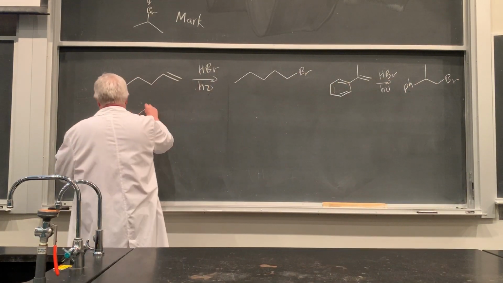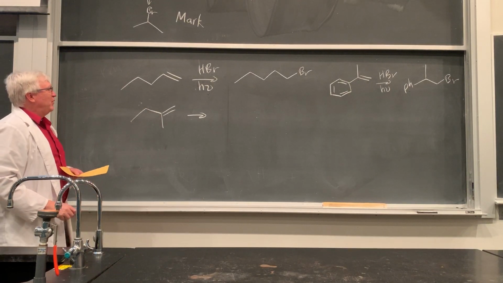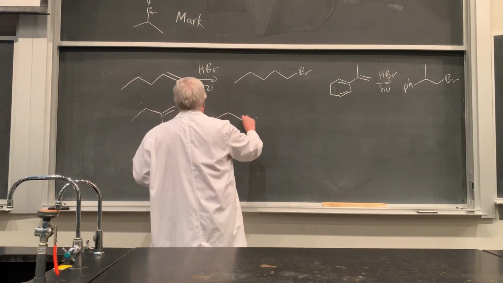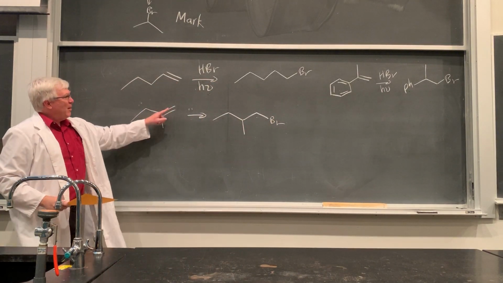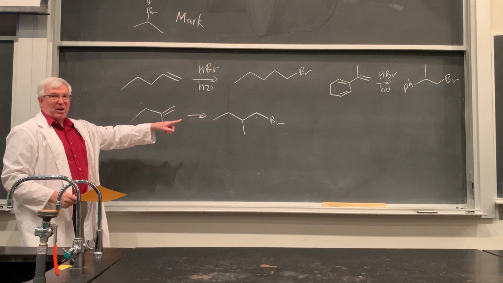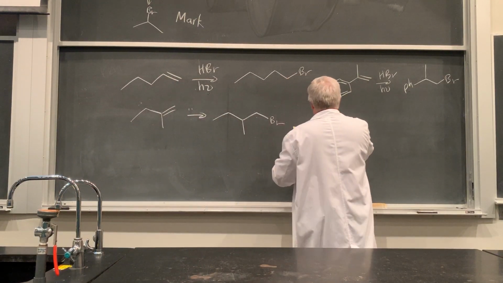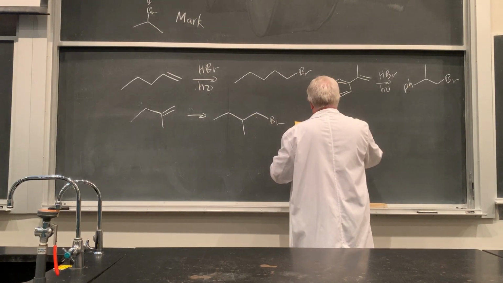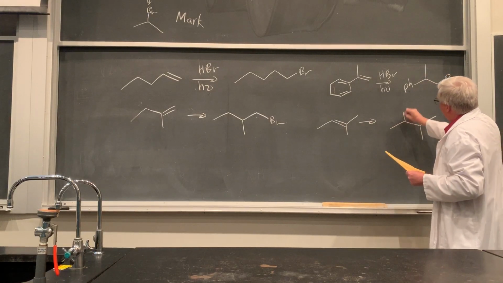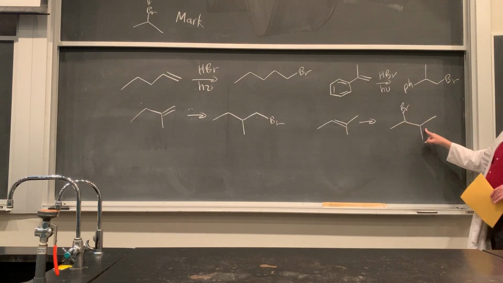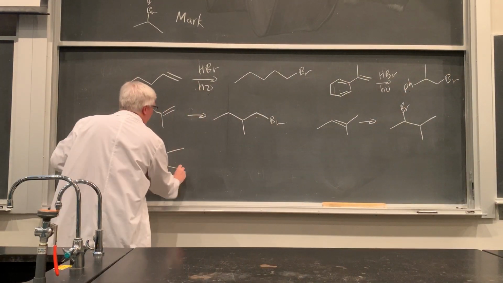How about this one? We have this one. What's going to be our product with HBr and light? We're going to get bromide there. Don't forget about the methyl right there. We got a choice here, primary versus tertiary. They gave the primary product exclusively. That's the only product under these conditions. How about this one? How about a tri-substituted alkene? Yep, under these conditions, you're going to get the secondary bromide in place of the tertiary. Okay, very different.